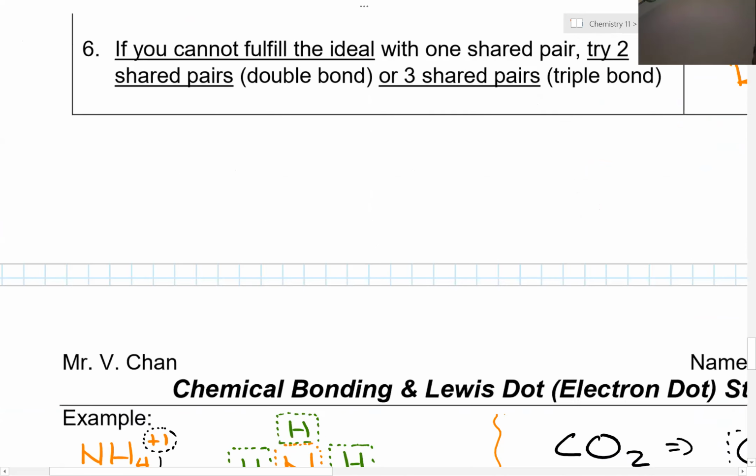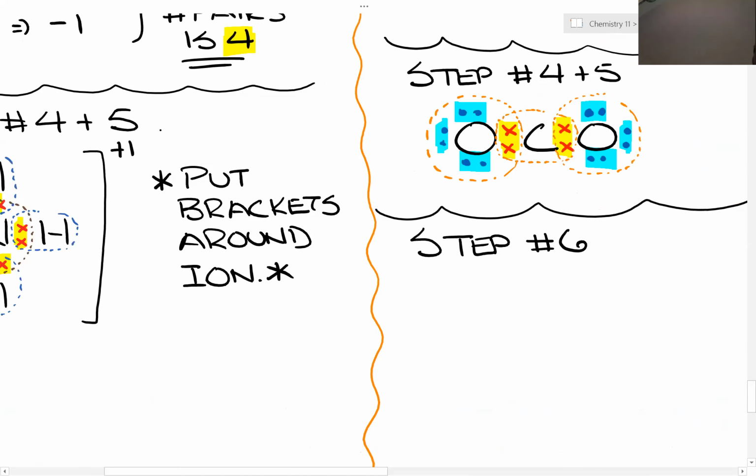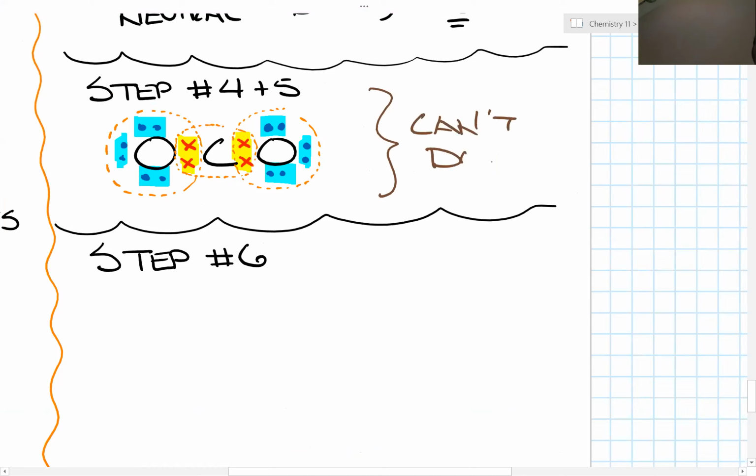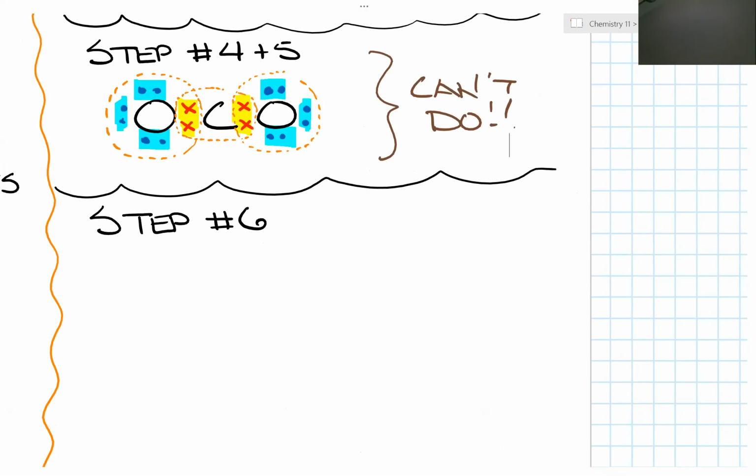Okay, so let's try, in this case, if I'm going to step here, you might say, can't do. So let's do step 6. So what we're going to do first of all is we have O, C, O, like what we've done before. But now we have 2 shared pairs. But let's add them on one at a time.